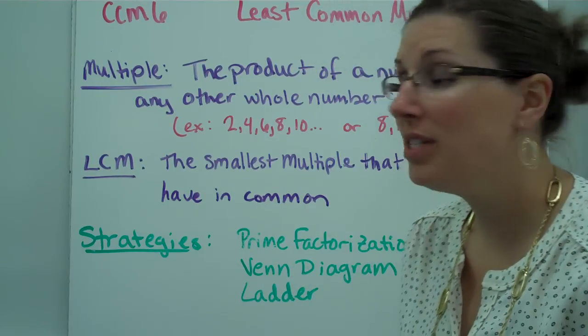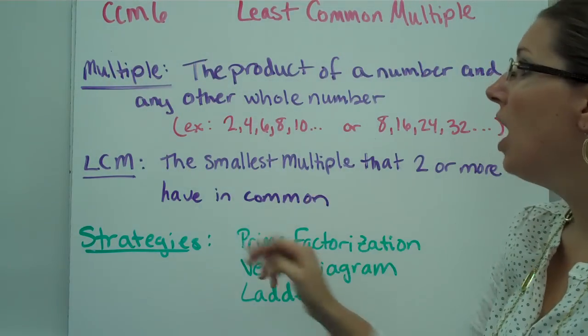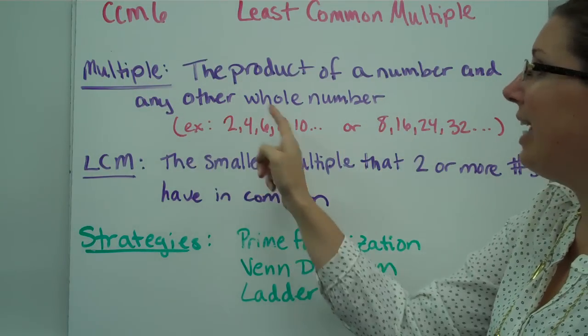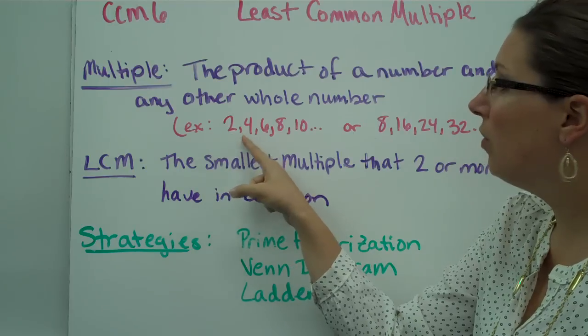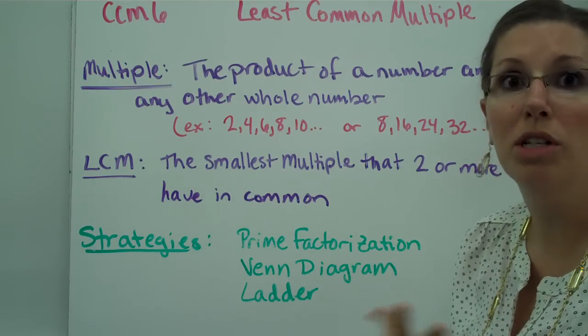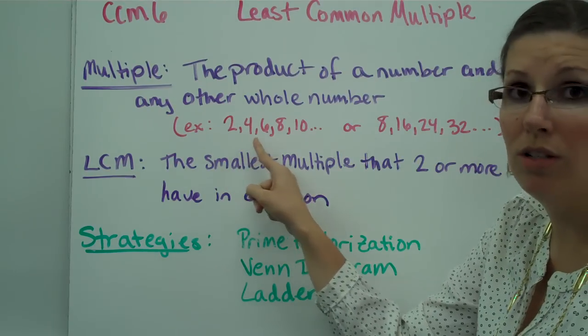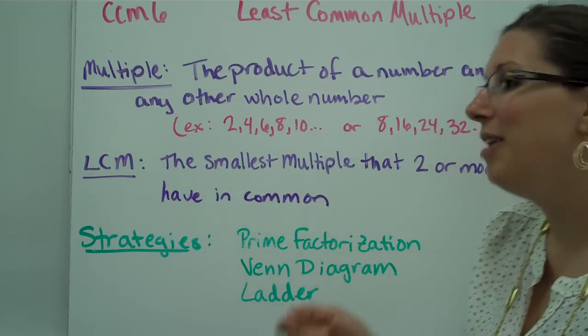Hi, today we're talking about CCM6, least common multiple. A multiple is the product of a number and any other whole number. For example, 2, 4, 6, 8, and 10 are all multiples of 2. 2 times 1 is 2, 2 times 2 is 4, 2 times 3 is 6, and etc.